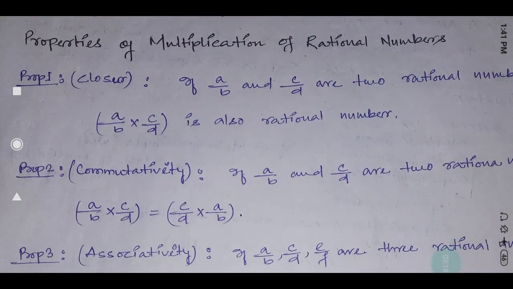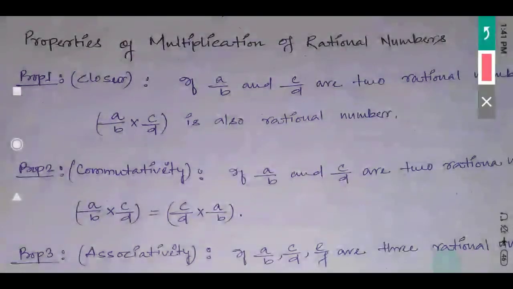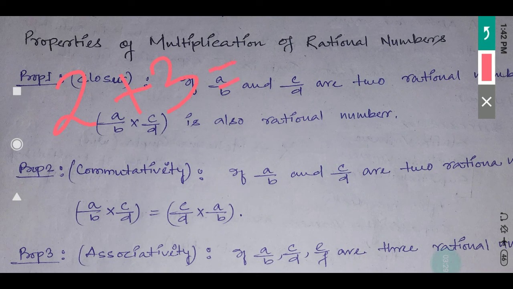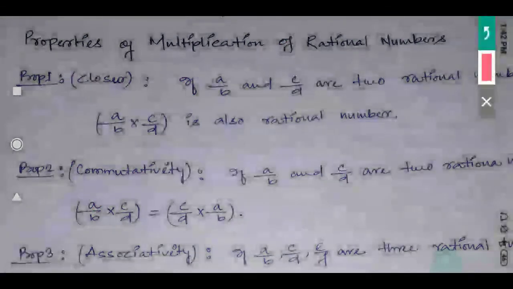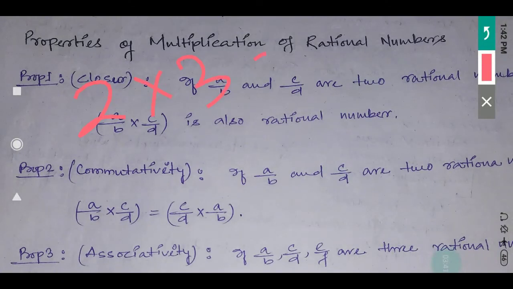Now commutative. In addition we have also learned commutative. In multiplication also the commutative property is satisfied. That means in multiplication also order doesn't matter. Like in addition, 2 plus 3 is 5, and 3 plus 2 is also 5. In multiplication, 2 into 3 is 6, and 3 into 2 is also 6. That means in multiplication also order doesn't matter. So this property is called the commutative property.